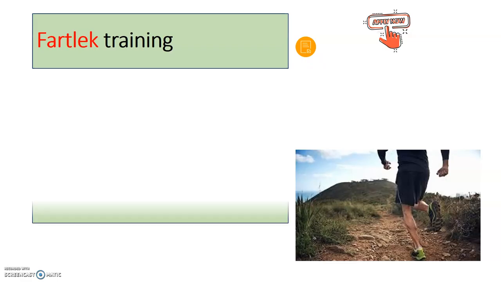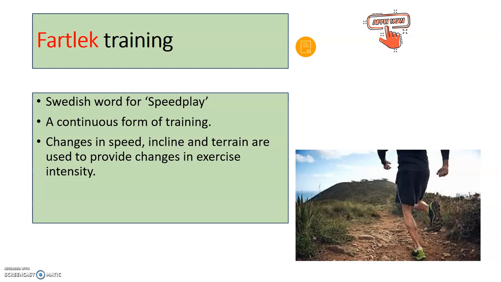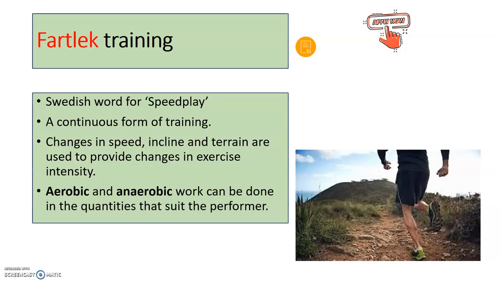Okay, moving on to fartlek training. So again, here we're talking about a Swedish word. Fartlek is referred to as speed play, and in essence, it's a form of continuous training. So we change the speed, we change the incline, so the height, the incline of how we're running. You can see there a picture of someone running up a hill, and we will also change the terrain, so not always running on the same surfaces. So it could be grass, it could be a cross country track, it could be an AstroTurf pitch or a playground concrete. So in essence, we change that up to help with our exercise intensity.